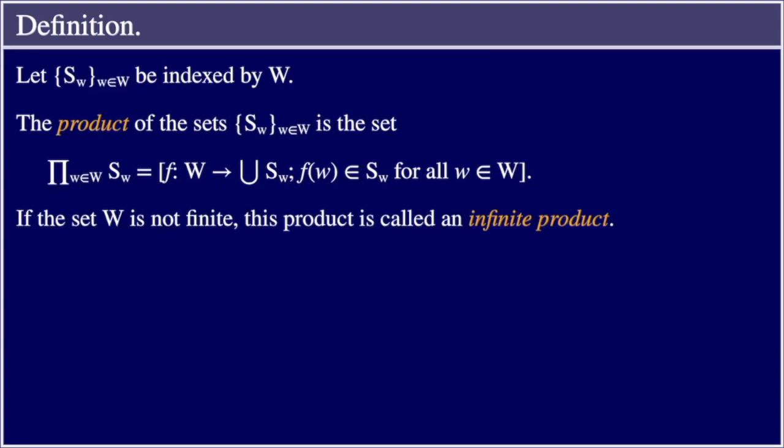Definition. Let the set S sub w be indexed by W. The product of the sets S sub w indexed by W is the set pi of S sub w indexed by W, equal to the set of f such that w is mapped to the union of S sub w, such that f sub w is a member of S sub w for all w a member of W. If the set W is not finite, this product is called an infinite product.